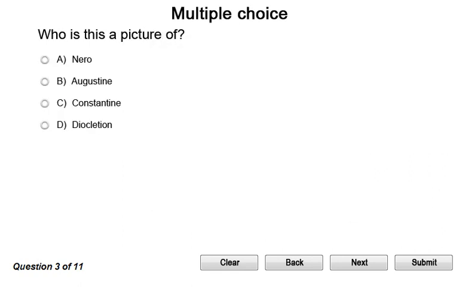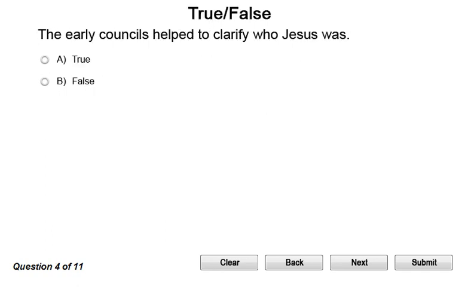Who is this a picture of? Is it Nero, Augustine, Constantine, or Diocletian? Actually, this is a coin of Diocletian, who led the great persecution in 303 AD. Another true false. The early councils helped to clarify who Jesus was. This is true. They wanted to establish, was he just human? Was he God, part human, part God? And they came to the conclusion he's perfectly human and perfectly God.